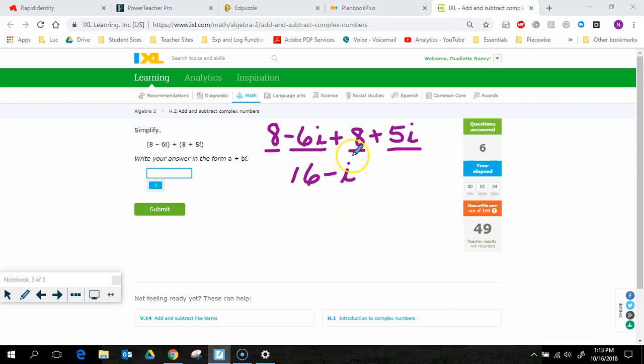The only thing is you would not want to put negative i plus 16. That is not the right format to write these answers. So that's wrong. You want to make sure your constant is first, and then your i term is the second thing in your answer. So let's enter that. 16 minus i.